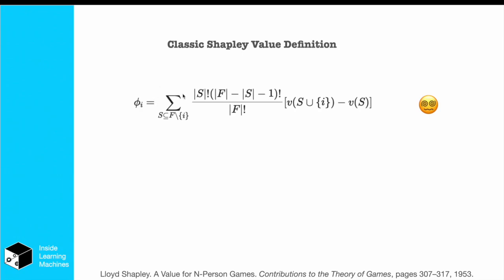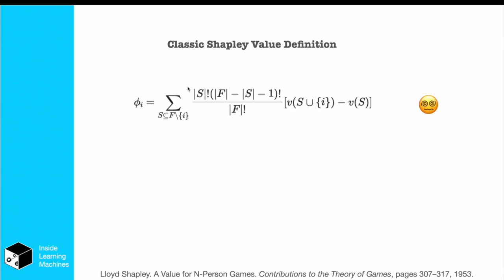And to compute it, we sum over all the subsets, and the subsets is this capital S, all the subsets of all the features F minus, or without, the feature of interest that we're looking at, i. So F is the total set of features in our data set, and S is a possible subset. So here we're summing over all possible subsets of F excluding i.